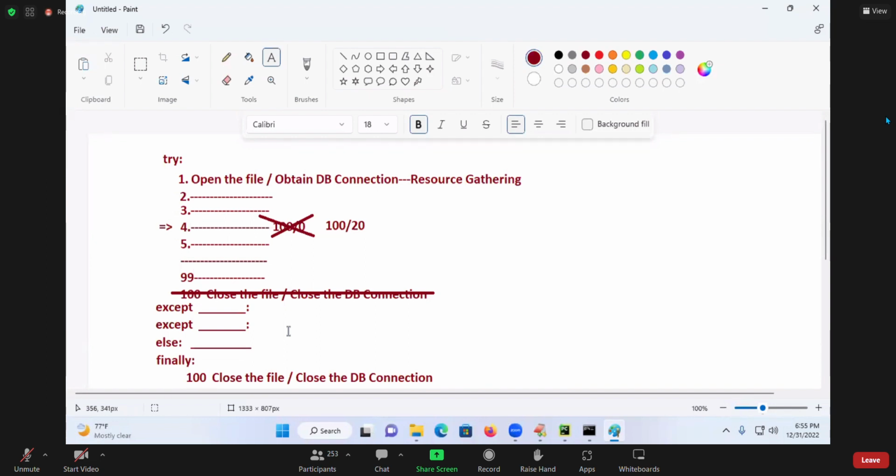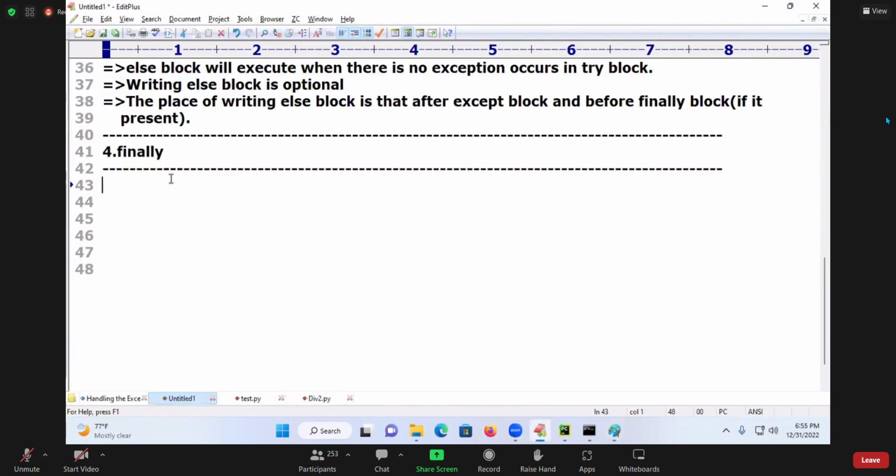Yes, the finally block is written for relinquishing the resources. Relinquish means close, release, give up, clean up the resources. I will write what block? Finally block. Now I am writing. I hope you are understanding. Is it mandatory to write or optional to write?